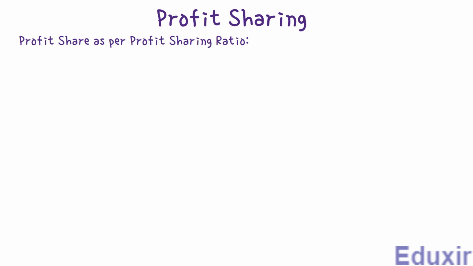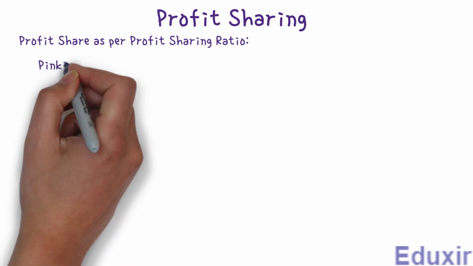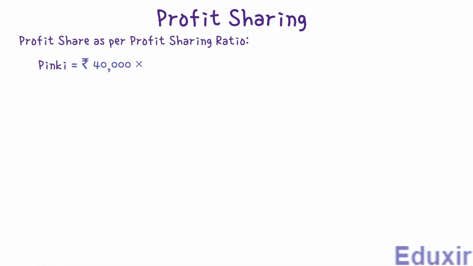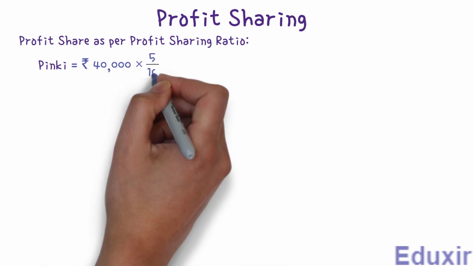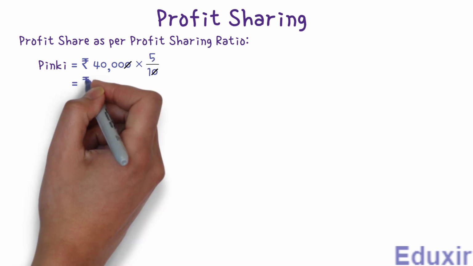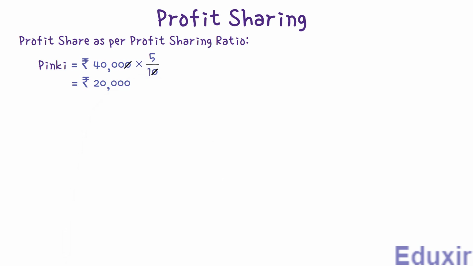Now, the profit share of the partner Pinki is equal to the total net profit amount of 40,000 rupees multiplied with her profit sharing ratio 5/10. Let us cancel the 0 in 10 for a 0 in 40,000 rupees. Now, if we multiply the remaining 4,000 rupees and 5, we get 20,000 rupees. This is the share of profit for the partner Pinki.